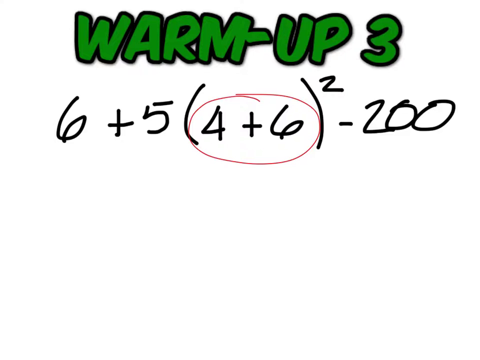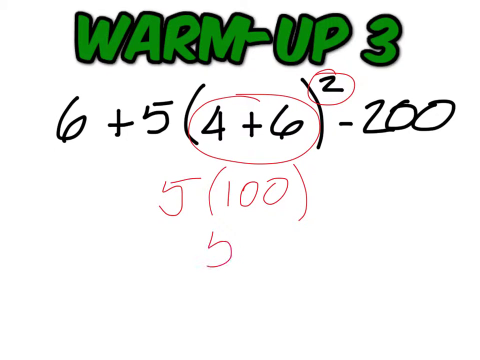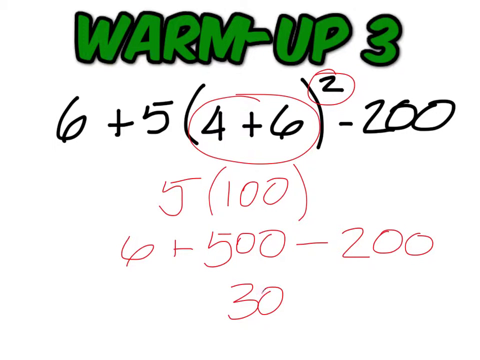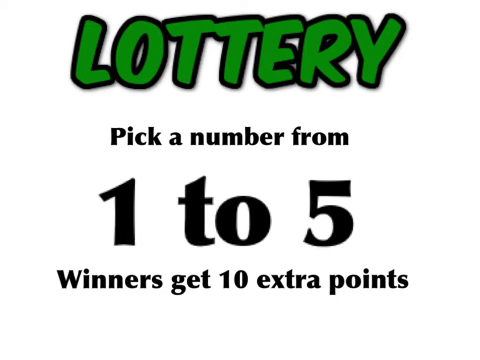You have to do 4 plus 6 to get 10. Square it to get 100. And then times 5 is 500. Plus the 6 is 506, and minus 200 is 306. Pick a number. The winning number is 3.